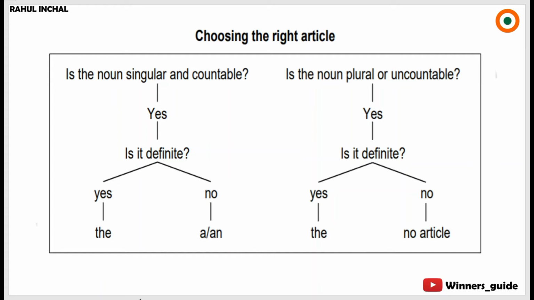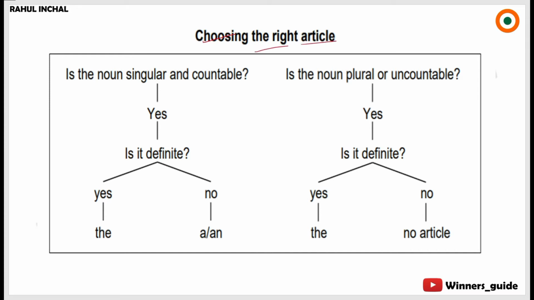So, today we're gonna learn what an article is. Basically, I gave you a brief introduction to articles in the last video as well. So, today we're gonna see the uses of articles and the difference between a, an, and the using sentences. All right. So, choosing the right article.